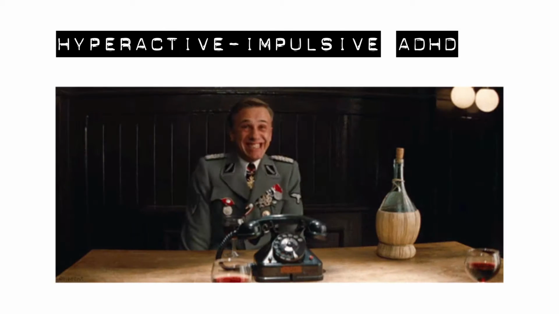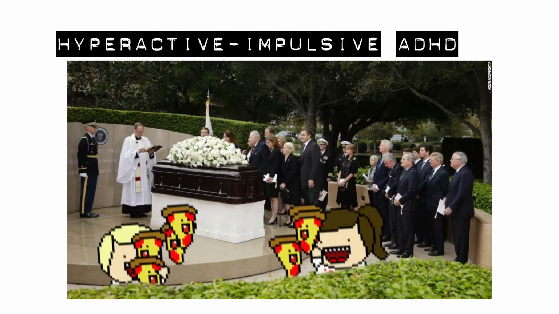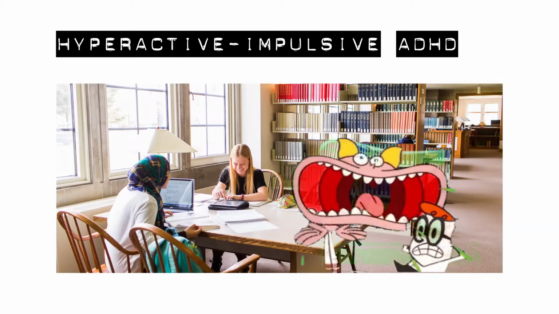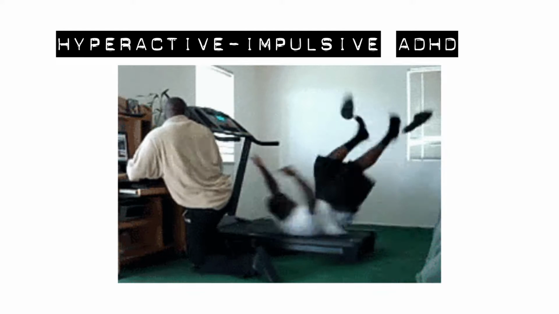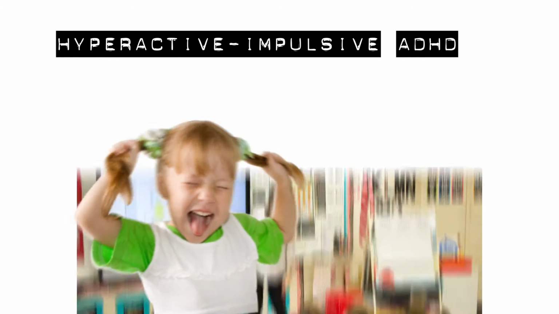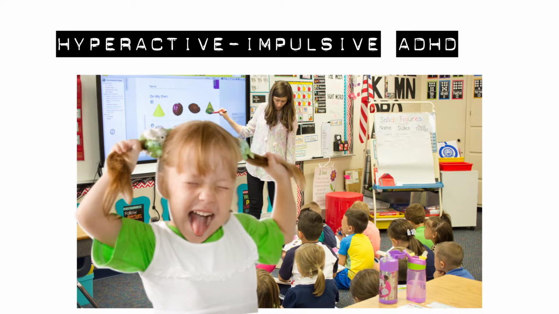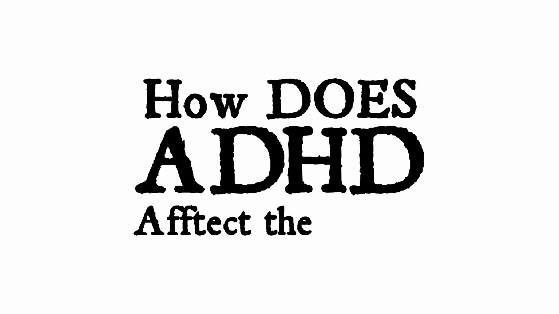Hyperactive-impulsive ADHD appears in the form of fidgeting, restlessness, difficulty sitting still, constant talking, touching and playing with objects even when inappropriate, trouble engaging in quiet activities, impatience, acting out of turn, not thinking about the consequences of actions, and blurting out inappropriate comments. Hyperactive-impulsive ADHD children can tend to be disruptive in classroom settings, making learning more difficult for themselves as well as other students. How does ADHD affect the brain?